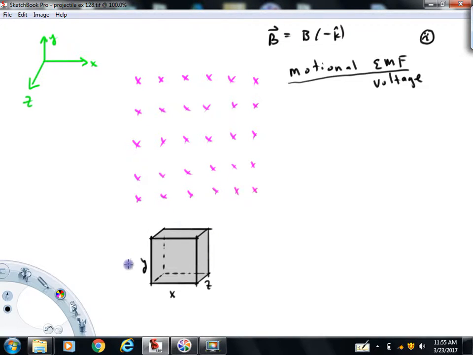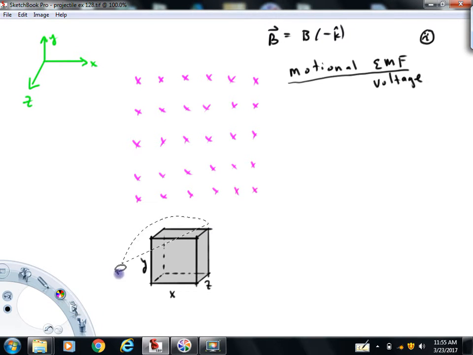What we're looking at here is some sort of a conducting block. Now the actual geometry is not important. I'm just trying to use a very simple geometry for visualization purposes. Let's say this block's got dimensions maybe X, Y, and Z. Important to realize though that it is a conducting block.